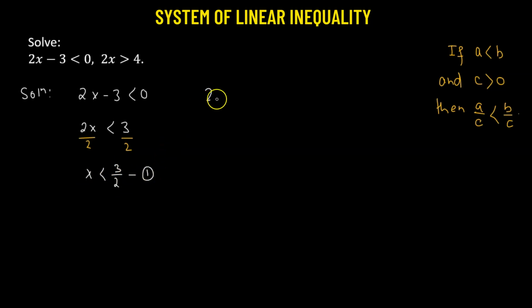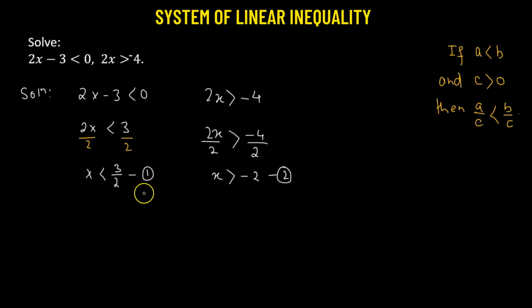Next, we consider 2x greater than, so this is actually a minus 4. So 2x is greater than negative 4. Now what we'll do, we'll divide both sides by positive 2. So that means we will have 2x divided by 2. The sign of the inequality is not going to change. And on the right hand side, we have negative 4 divided by 2. So this gives us x greater than negative 2. So let's label this as number 2.